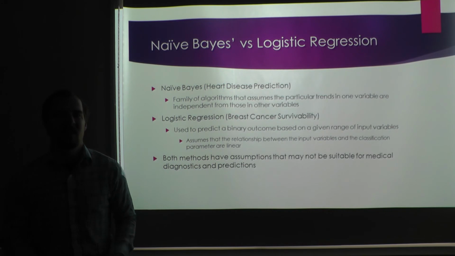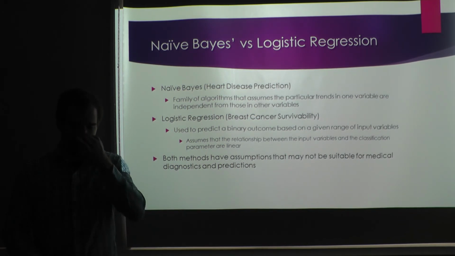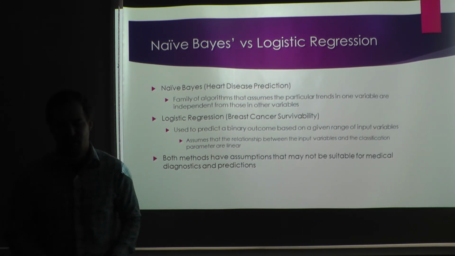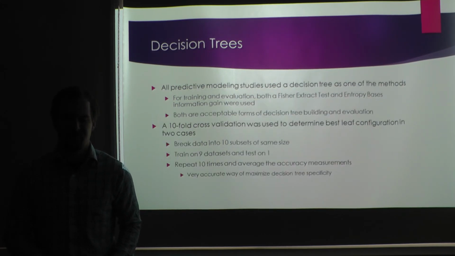So I wanted to compare the naive Bayes and the logistic regression. Naive Bayes was used in heart disease prediction and was one of the best predictors used. And this is actually a family of algorithms that assumes particular trends in one variable are independent of those in another variable. So it's not assuming linear relationships, it's just assuming that the trends are not related, which might not be a suitable assumption for medical diagnostics and predictions. However, it's better than the assumption that's used in logistic regression, which assumes that relationships between input and output variables, or input and classification variables, are linear, which is definitely not the case in medical diagnostics, which is why I think logistic regression performed pretty badly in the breast cancer survivability study.